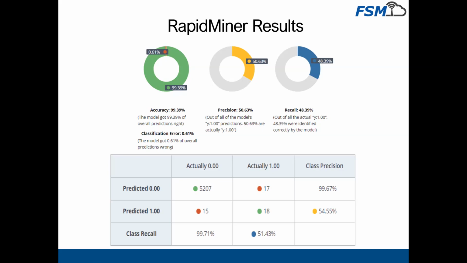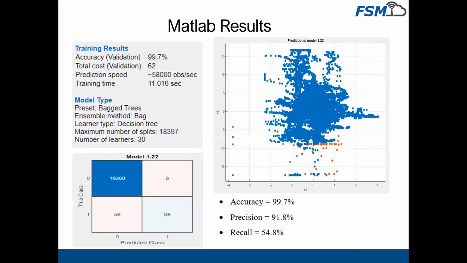So I decided to replicate this model. This gave me an idea of how the data set behaves. So I decided to take this data set, do the cleaning, and then proceed to find results in MATLAB. In MATLAB, I could find a model of the bag trees preset, which is an ensemble classification method. And what we can see is that the model has an accuracy of 99.7%, which again is not what we should be looking at.